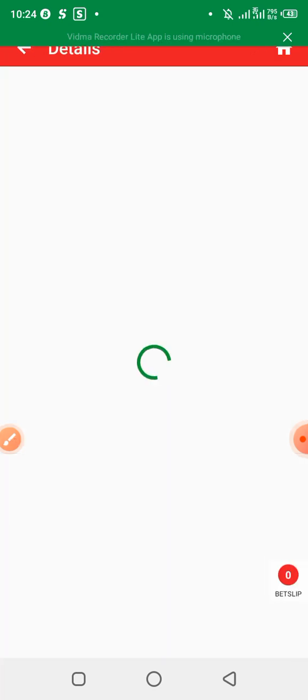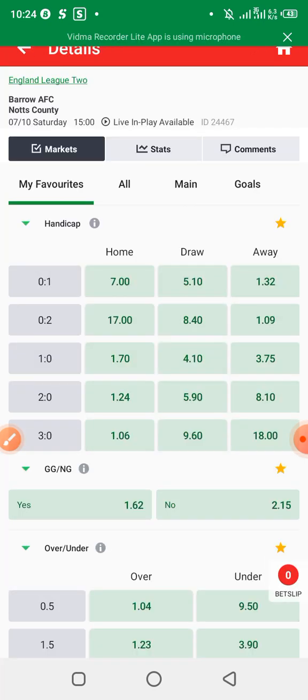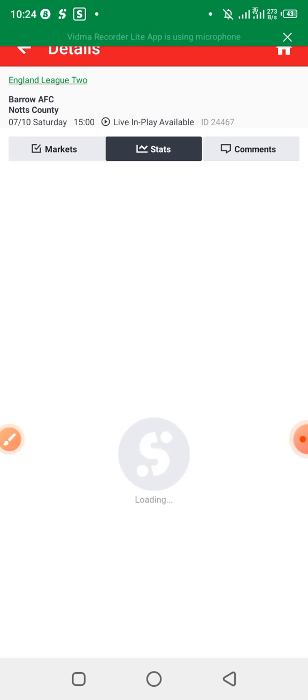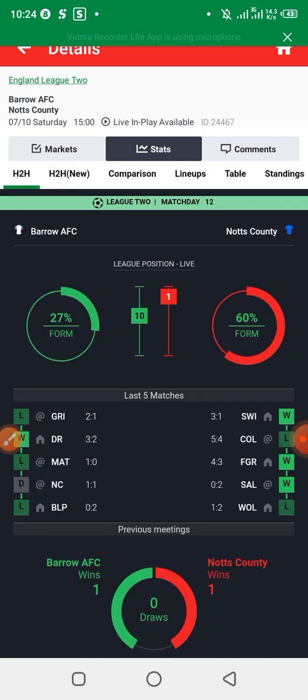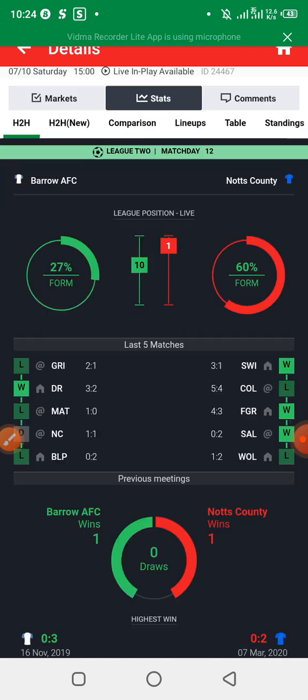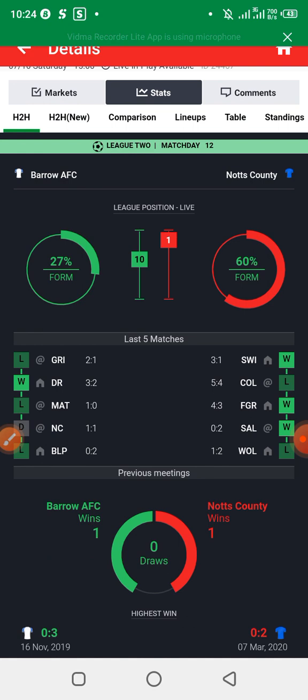Whenever you want to predict a particular match, the first thing you need to do is check the statistics of the game. So right now I'm going to check the statistics and their head-to-head. Their head-to-head means the previous last matches they've played with other teams, and the previous last matches they've played with each other. There are 2 things I usually look into: the form and also the goals.